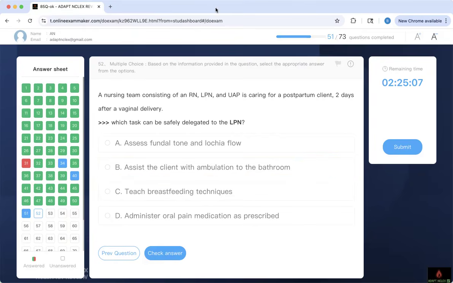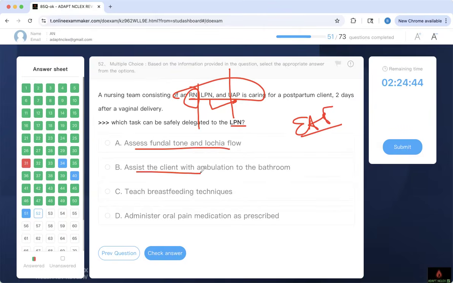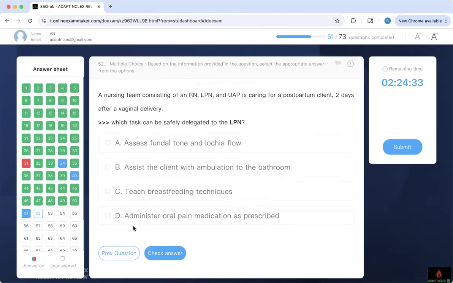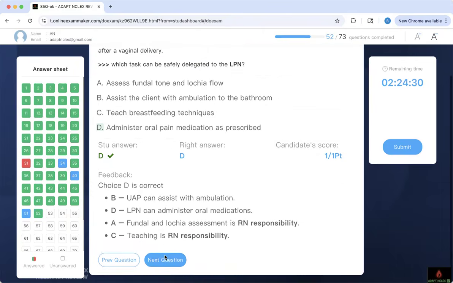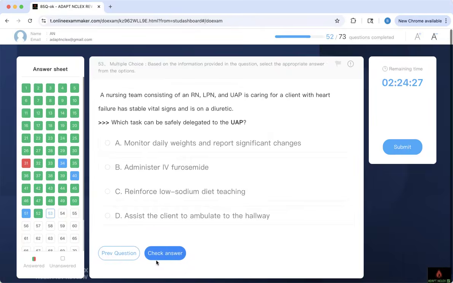I want you to write this down. When you have three people, everybody stays in their lane. I know the LPN can do some of the things of the UAP, but if the UAP is there, no. RN do what they're supposed to do, right? Evaluate, assess, and teach. Therefore, assess fundus is the RN. Assist with ambulation, that's UAP. Teach breastfeeding technique, that's RN. Administer oral medication, that's appropriate. Most medication. This is the way you answer it. Don't let the NCLEX distract you. If there are three people there, everybody stays in their lane.